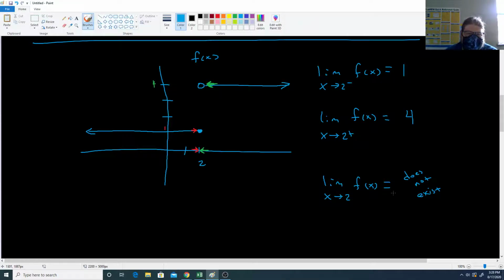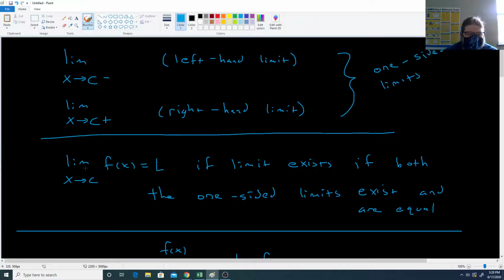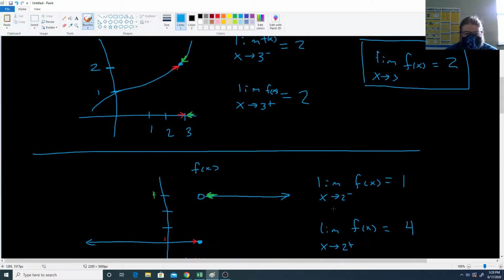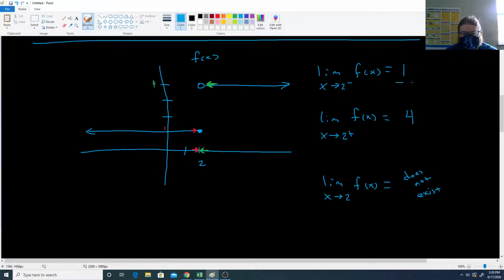And why doesn't it exist? Well, the limit as x approaches c of f of x exists if both the one-sided limits exist and are equal. In this situation, both the one-sided limits existed. They were 1 and 4. But since they weren't equal, the two-sided limit doesn't exist. So that's a little bit about one-sided limits and their relationship to two-sided limits. For the regular limit to exist, you need both one-sided limits to exist and be the same number.